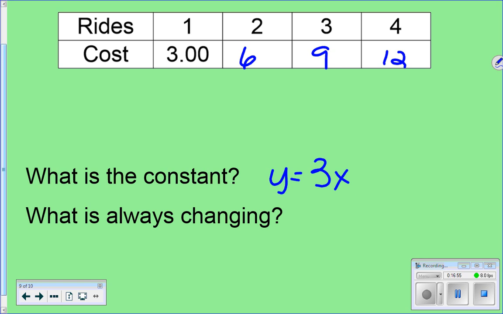Well, what's always changing? Well, you're right. Your rides and your cost, because I have to put something here, and if I put it here, I'm going to get something different out here. That's why my rides and my costs are always changing, but my constant is always the same. Okay? That's why it's like set in stone. That's why it's not a variable anymore.